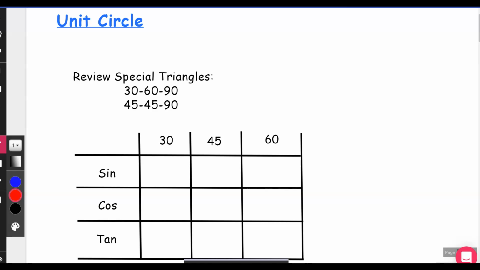All right, before we do the unit circle and explain it, this is going to take some time. I'm going to talk about 30-60-90 and 45-45-90 triangles from geometry. So let's refresh our brains on those. First of all, the 45. Look at the 45 here.